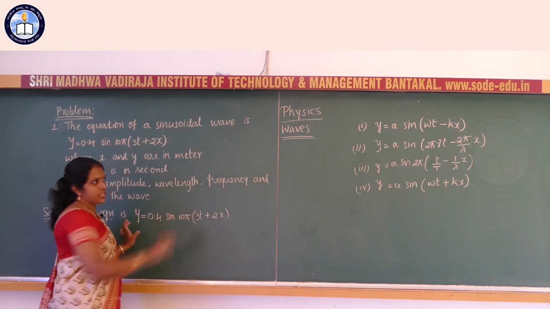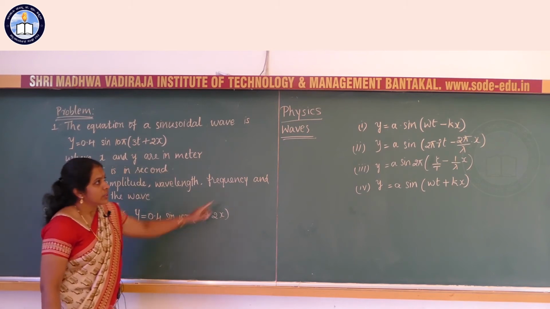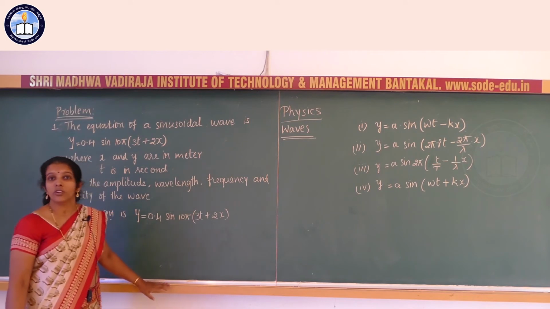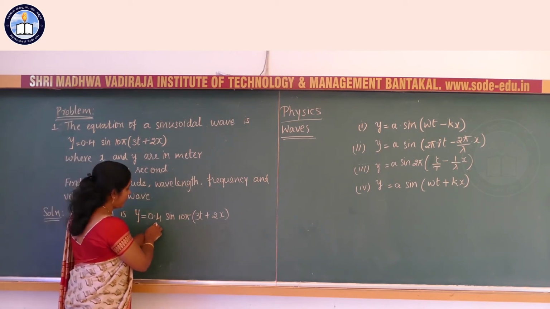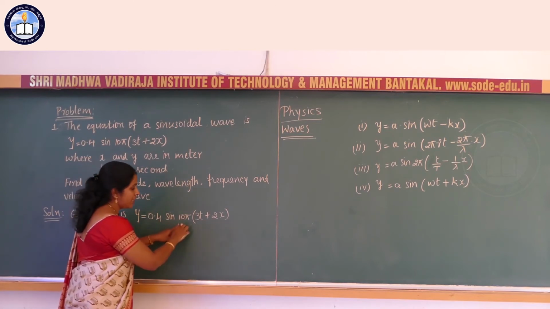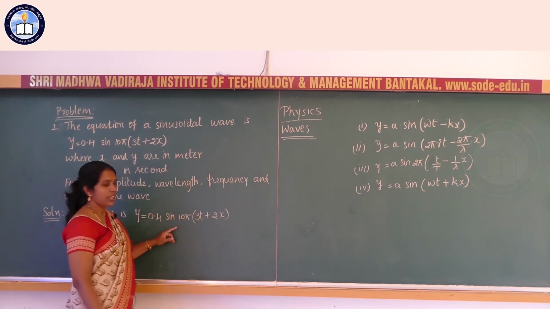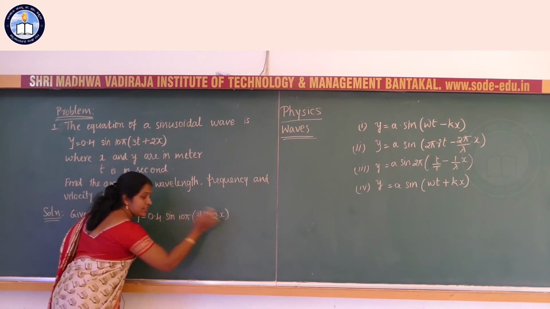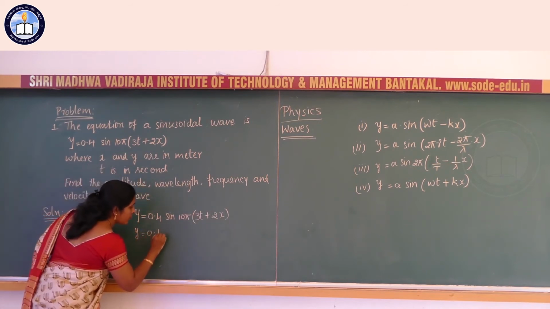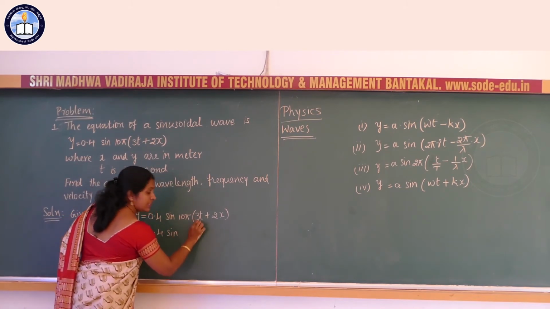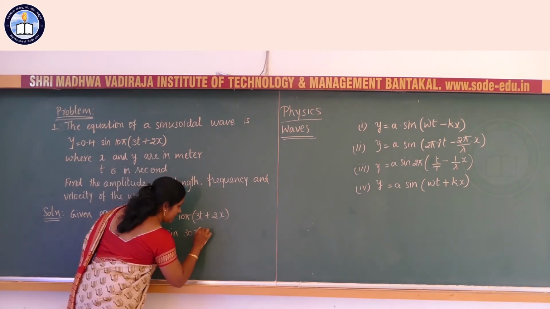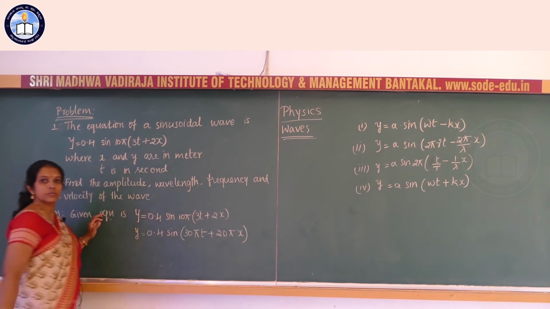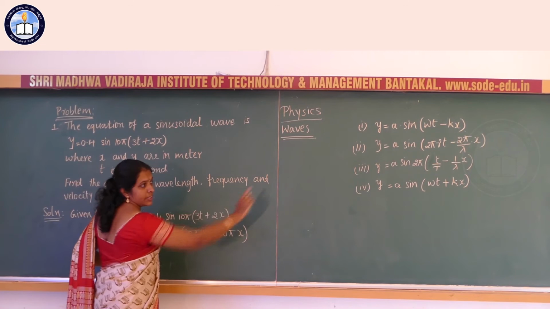Now compare the given equation with these. There is no equation with 10 pi outside. In place of a we have 0.4, we have the sine function, but in place of the 2 pi inside there is 10 pi. That means this is not a standard wave equation, so reduce it to the standard form. Take 10 pi inside the bracket. The equation becomes 0.4 sin(3 into 10 pi t, 30 pi t, plus 2 into 10 pi x, 20 pi x). Now this is in the standard form, that is, the fourth equation.